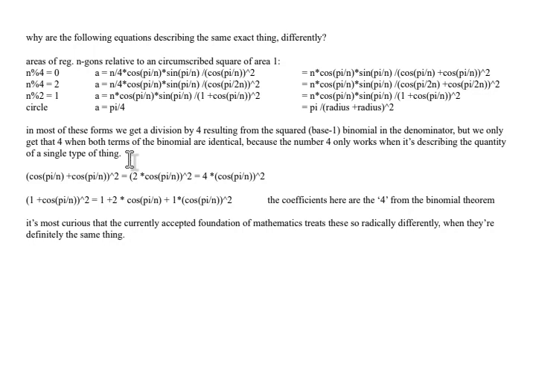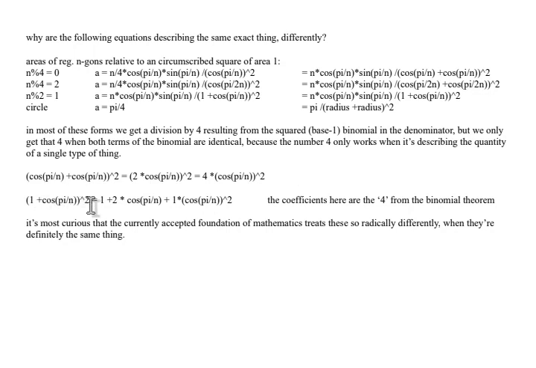So in most of these forms, we get a division by 4 resulting from the squared base 1 binomial in the denominator, but we only get that 4 when both terms of the binomial are identical, because the number 4 only works when it's describing the quantity of a single type of thing. So here, cos pi on n plus cos pi on n quantity squared is quantity 2 cos pi on n squared is 4 cos squared pi on n. That 4 comes out because these 2 things are the same thing.